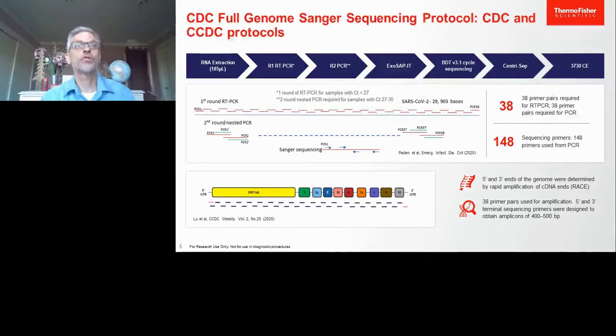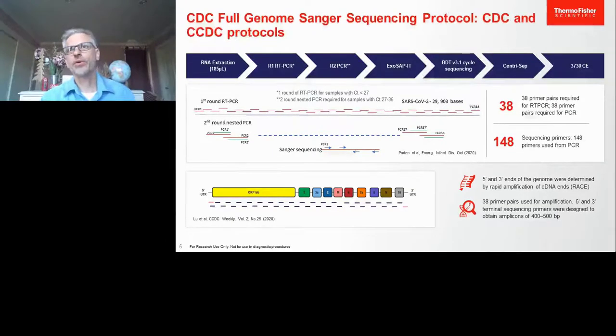And in the cases of a low viral load, where a second round nested PCR is performed, primers that sit just inside the original primers are used. This produces amplicons in the range of about 320 to 1,000 base pairs. And then 4 individual sequencing reactions are used to sequence both the forward and the reverse regions of each PCR product. So a total of 148 sequencing primers are used, and a single sample takes about 18 hours to sequence via this approach. And as I mentioned, this protocol is very useful for detecting low viral load samples.